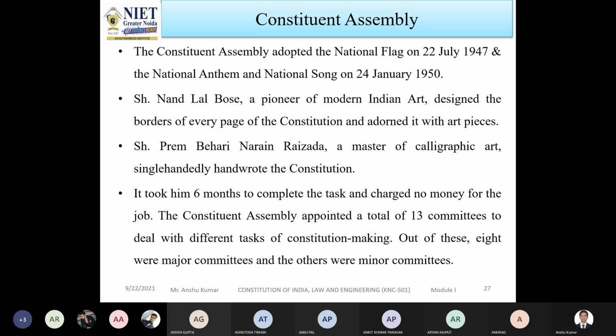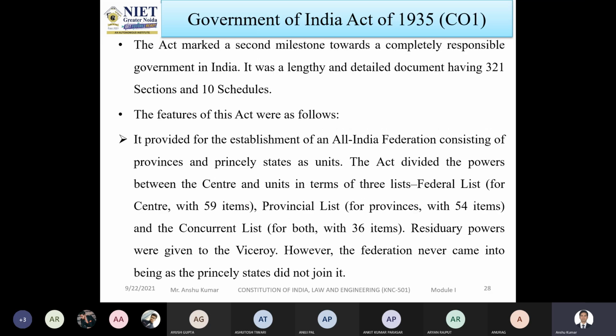The Constituent Assembly appointed a total of 13 committees to deal with the different tasks of the Assembly. Out of these, 8 were major committees and the others were minor. So that is all about the history of the Constituent Assembly. In brief, in 1934, M.N. Roy first raised this voice. In 1935, the INC officially adopted this demand for the first time.